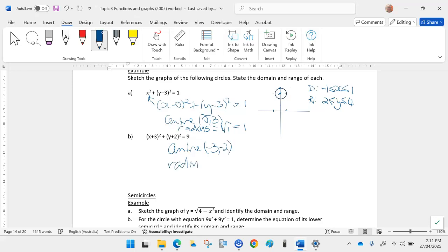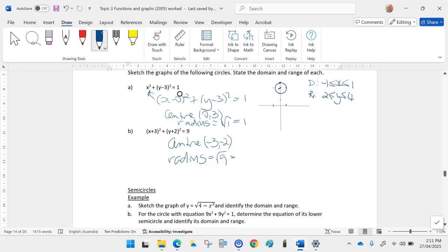And the radius would be the square root of 9, because remember, in the formula, it all equals r squared. We just want r, so we want the square root of 9, which will be 3. Again, this time we just want a distance, so we're not interested in the negative value of the square root of 9.